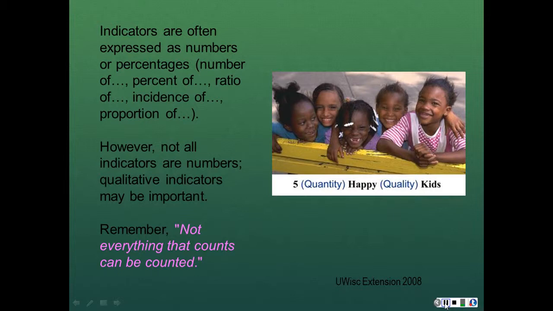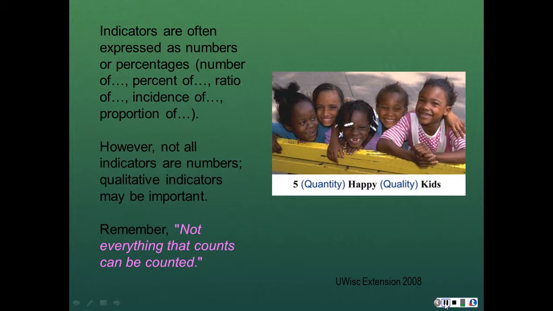So often indicators are expressed as numbers or percentages: number of clients served, percent of clients who sought services, incidence of a particular illness, etc. However, not all indicators are numbers. Not all indicators are quantitative. Some are qualitative, and they can be just as important.